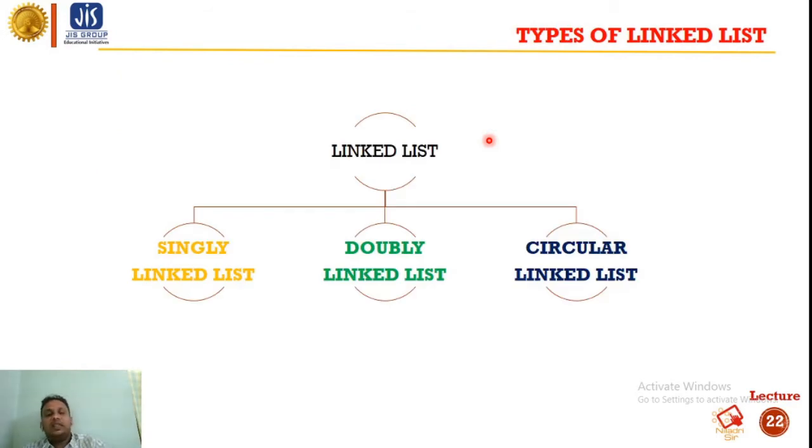Next, we have basically three types of linked list. One is the single linked list, the next is the double linked list, and the third is the circular linked list. At first, the single linked list came to the scene. So what is the use of the double linked list? I am giving an example that will be easier for you.